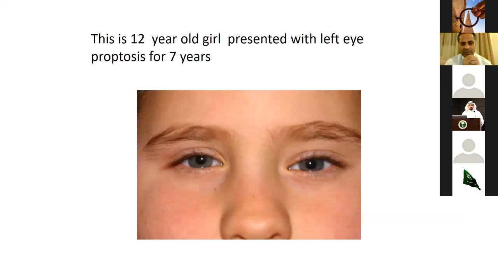You can see it here in this eye. Okay, so a 12 year old girl presented with left eye proptosis for 7 years. Yeah, so the onset, Prof, I assume it was insidious, slowly progressive over 7 years. Is it associated with any change in vision or any reported strabismus by the family? No.